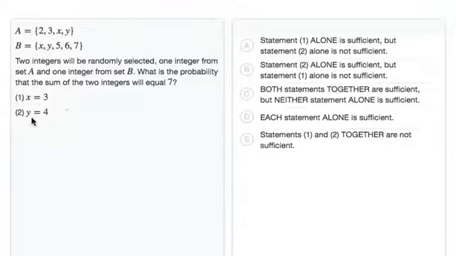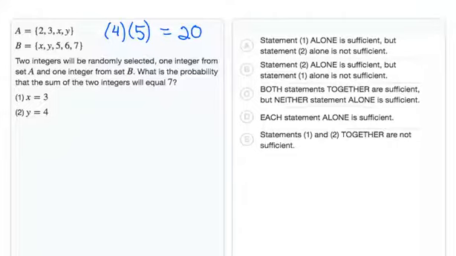So before we go into the statements, the total number of different sums of one integer from set A and one integer from set B is going to be the product of how many integers there are. So we have 4 times 5, 4 choices from set A, 5 from set B, which should equal 20. So we need to determine the probability of these sums equaling 7.